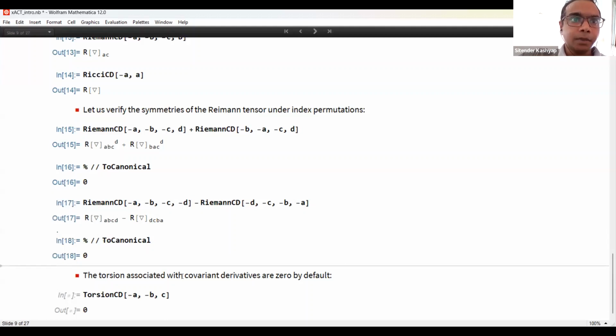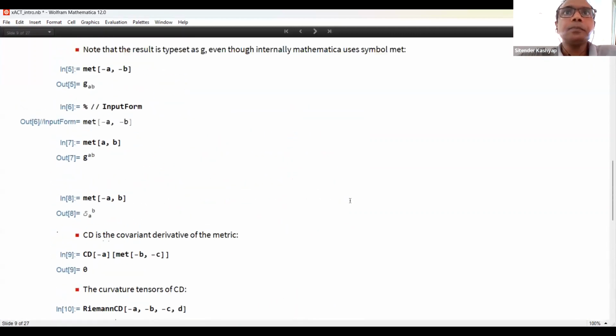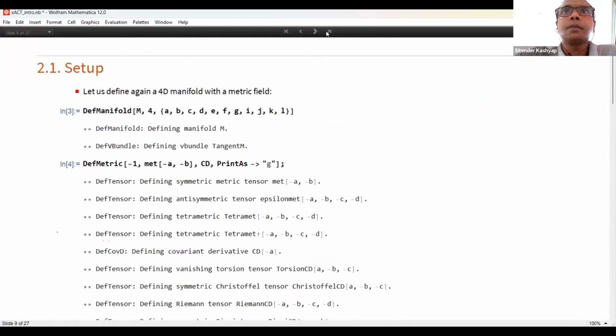Okay, so now comes the torsion. There is a command for torsion, and torsion with respect to this metric is 0 essentially. So by default, torsion is 0. We'll see how to introduce torsion shortly. Okay, so this is it so far.